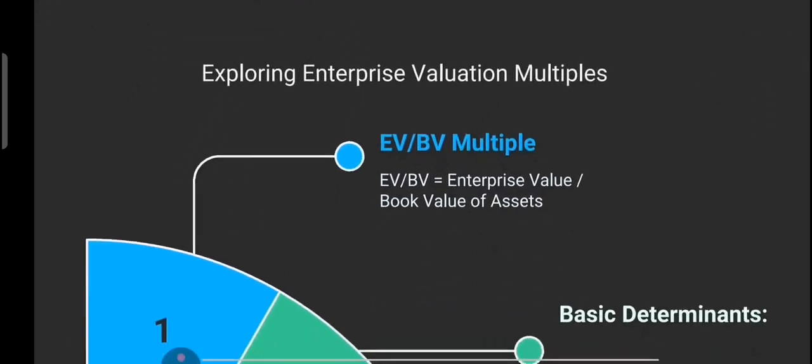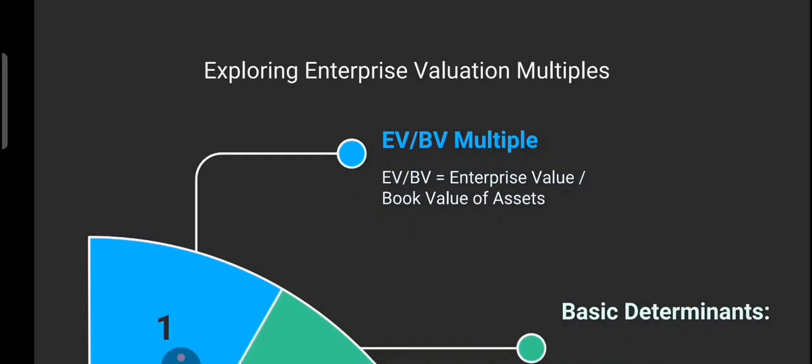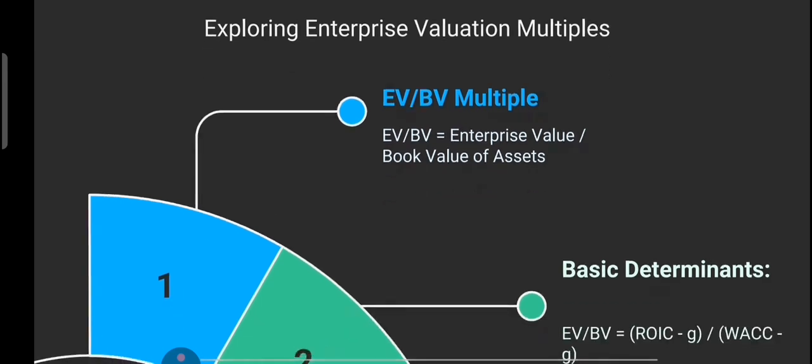Now the next kind of enterprise value multiple we have is called EV upon BV. Enterprise value multiples, like EV upon BV and EV upon sales, give investors a powerful lens to evaluate companies beyond just profit, focusing instead on real value creation. Now first of all, let's talk about EV upon BV. Enterprise value divided by book value of the assets. This helps you see how much investors are willing to pay compared to the book value of the company assets, right? That is called the EV upon BV multiple.